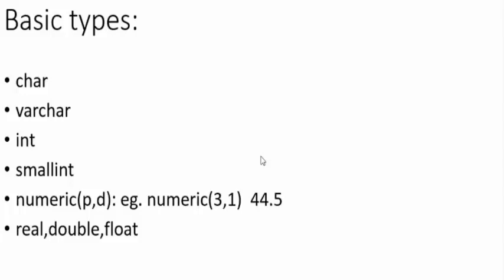Then int and smallint. Int is an integer, and smallint is a subset of int. It may have a range less than that supported by int. Then numeric(p,d): here it is again a number, where p is the total number of digits while d is the number of digits on the right hand side of the decimal. For example, numeric(3,1), where p is 3 and d is 1. The total number of digits is 3 as seen in 44.5, while there is only one digit on the right hand side of the decimal, that is 5. So this is how a numeric type is written.